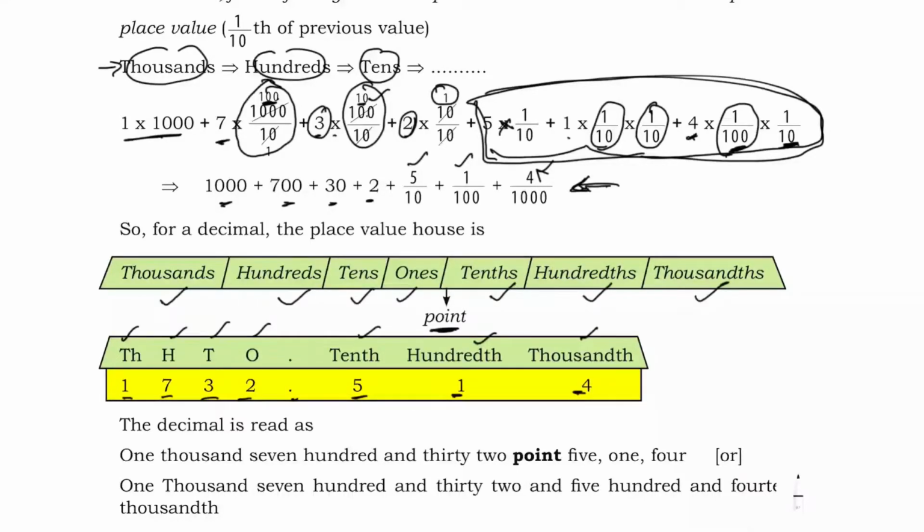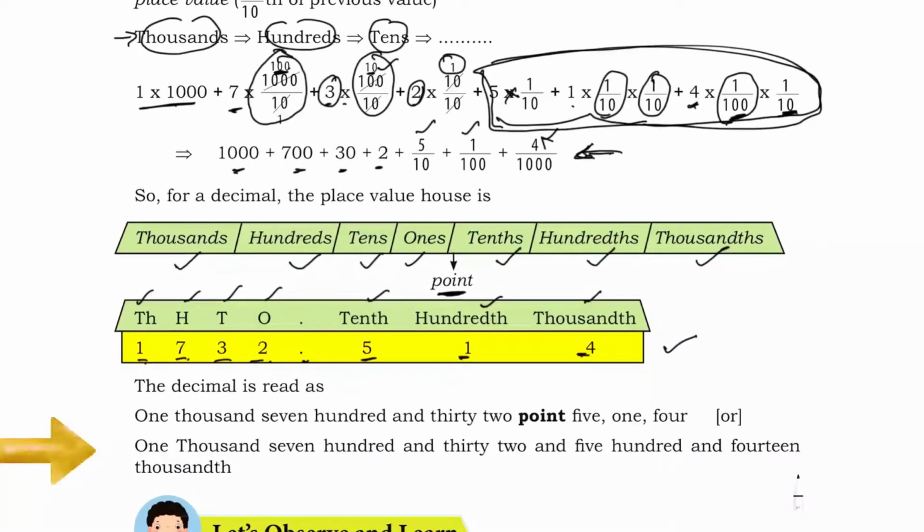So if you have to read this decimal number, this is how you read it: 1732.514, or you can also read it as 1732 and 514 thousandths. Once again, you can read the decimal as 1732.514, or you can read it as 1732 and 514 thousandths.